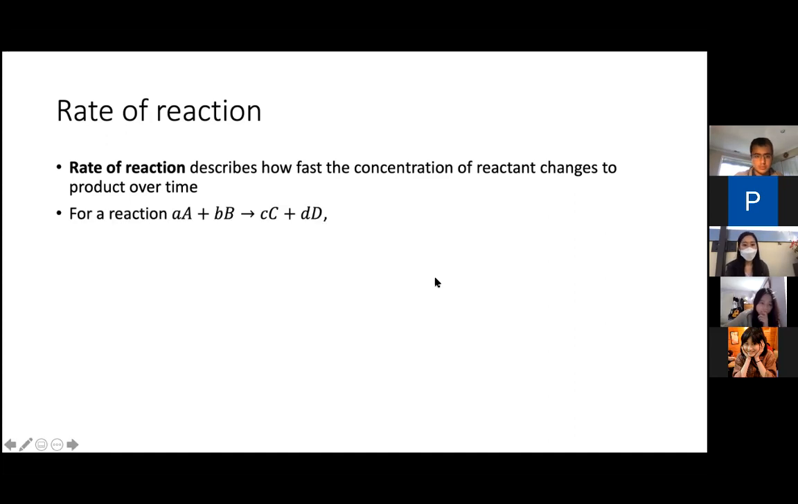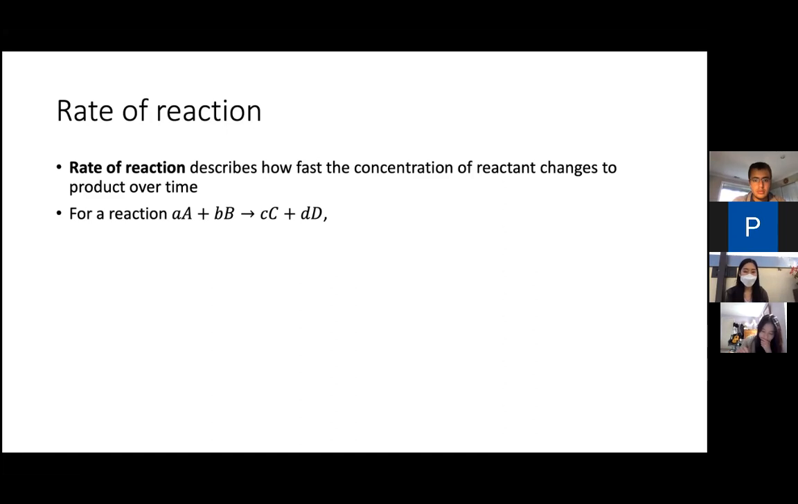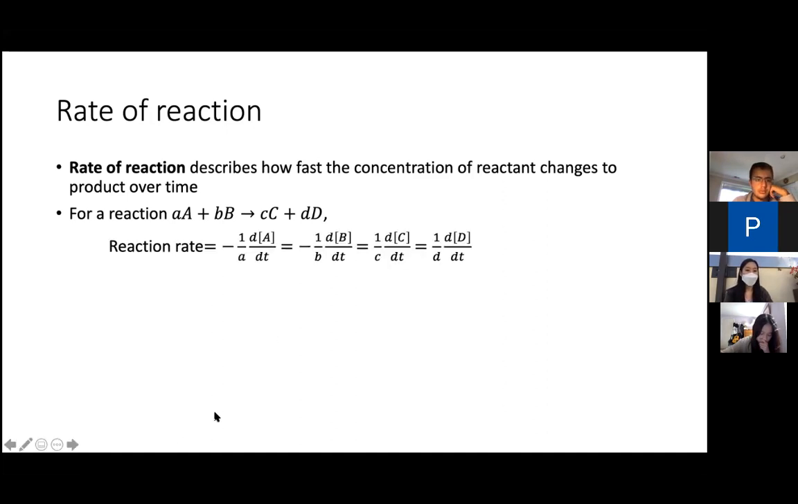So let's look at an example reaction. If we have aA plus bB goes to cC plus dD, where lowercase letters represent the stoichiometric coefficients, or the number of molecules of each reactant or product, and uppercase letters represent the reactants and products. If we have a reaction that looks like this, then the reaction rate would be given by this equation.